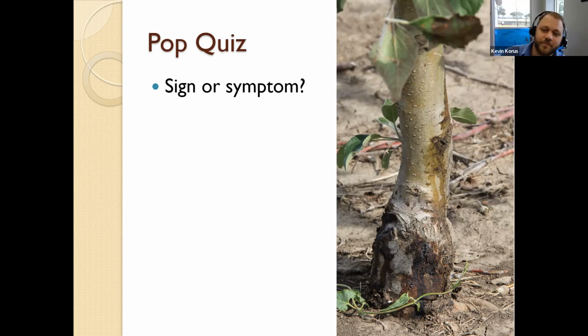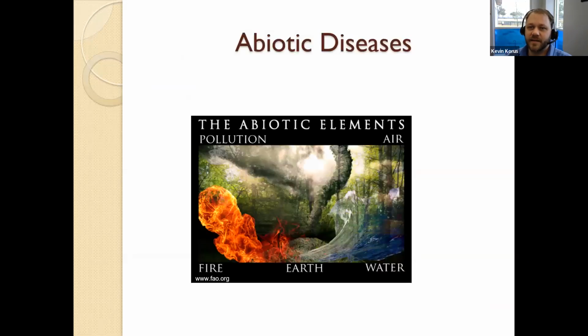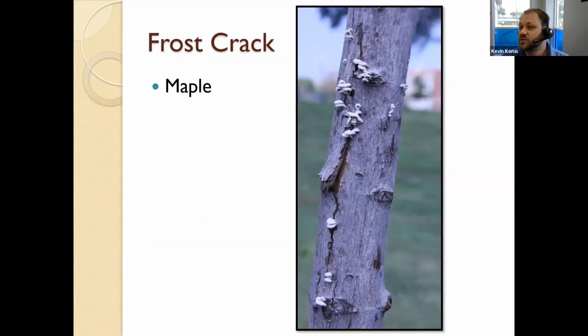So that was a trick question, but a sign is the actual pathogen. The symptom is the plant's response to that pathogen. Okay. I think I beat that to death. Abiotic diseases, just showing you some examples of that. We don't have to spend too much time on this.